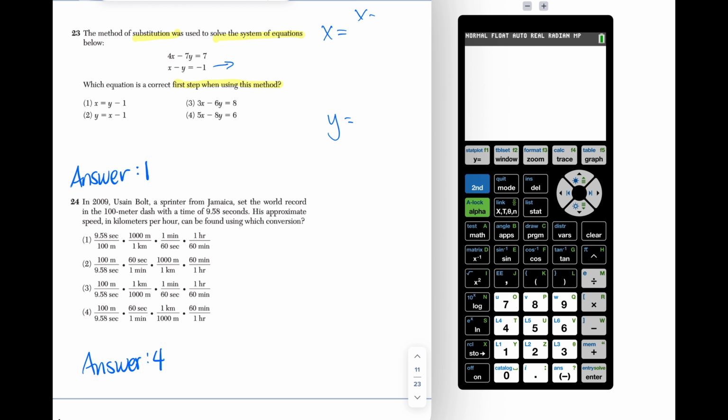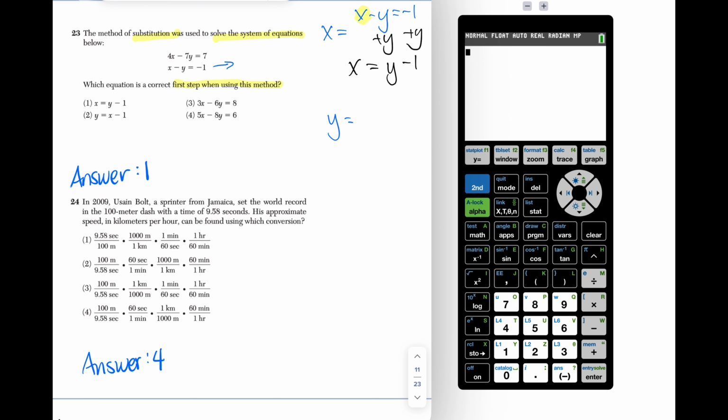So if I have x minus y equals -1, and I just wanted to isolate the x, what would you do? You would add y to both sides, and then you would have x is equal to y minus 1, or it could be x is equal to -1 plus y. One of those things would come true.